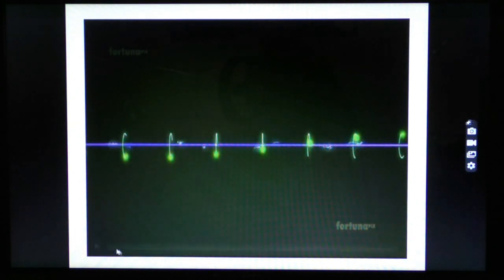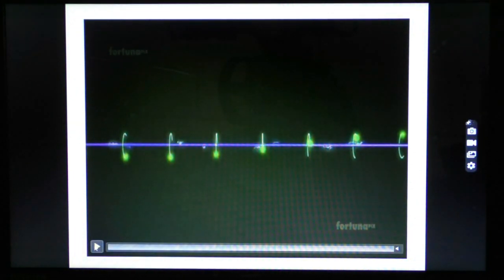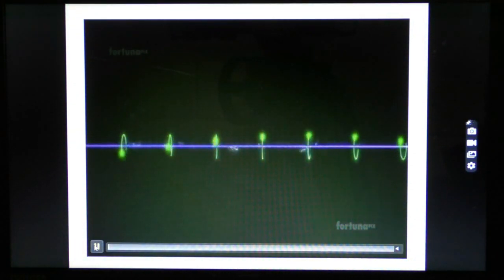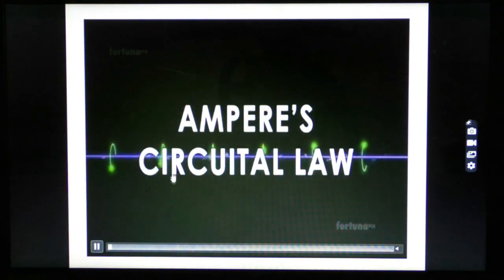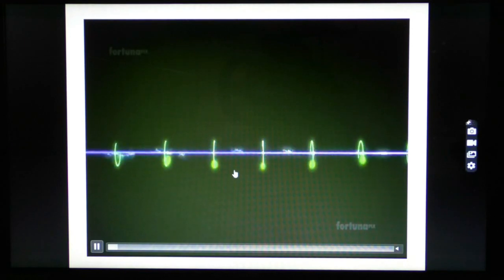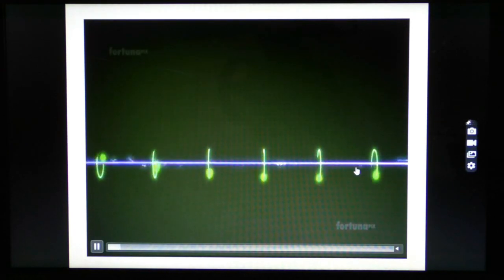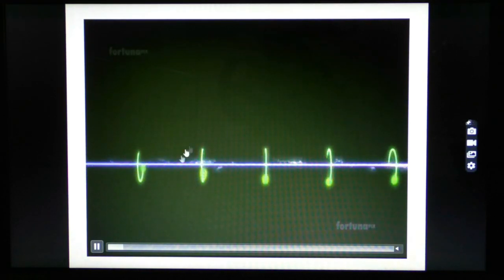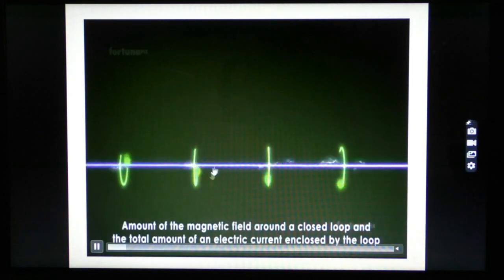So, as I told you in the previous lecture, Ampere's circuital law: a current carrying wire carries a magnetic field in a region all around it.